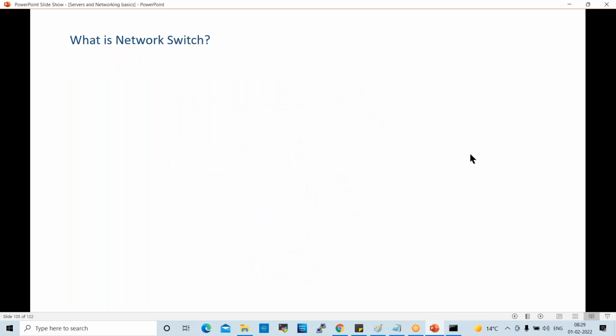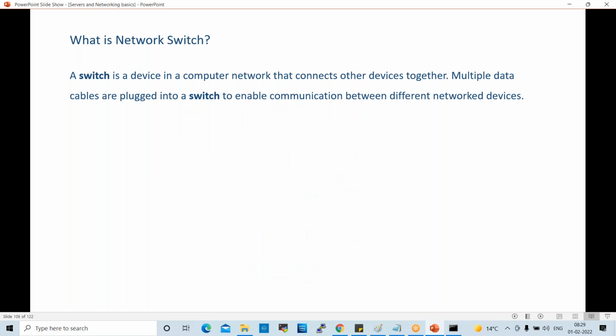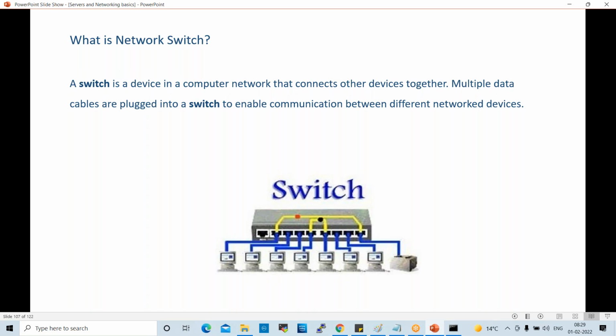Next one is, what is a network switch? A switch is a device in a computer network that connects other devices together, right? Multiple data cables are plugged into a switch to enable communication between different network devices. So this is a network switch. This is the old, traditional switch, right?